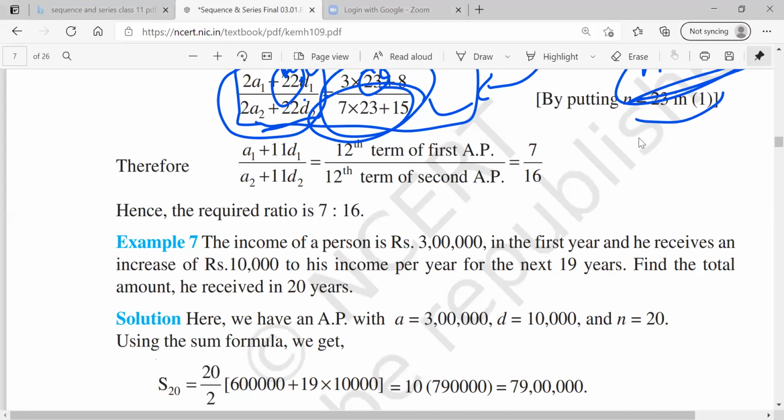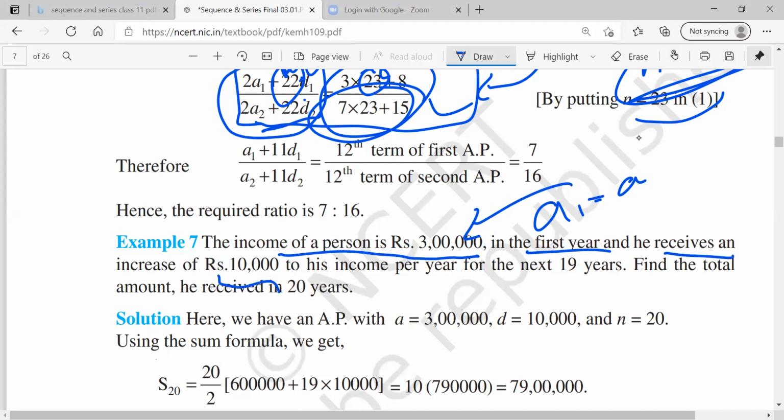The next question. The income of a person is 3 lakh in the first year. So a1, or a, the first term is 3 lakh. And he receives an increase of 10,000 income per year for the next 19 years. So that is the common difference. Find the total amount he received in 20 years.